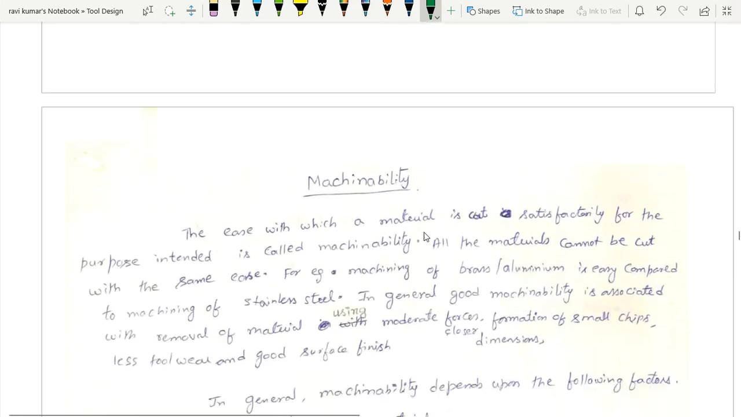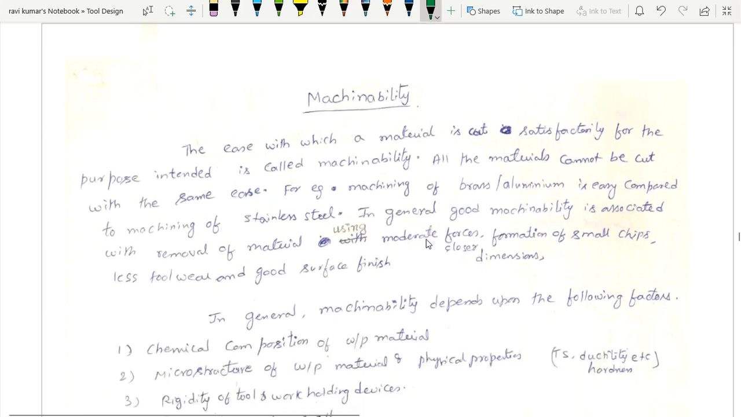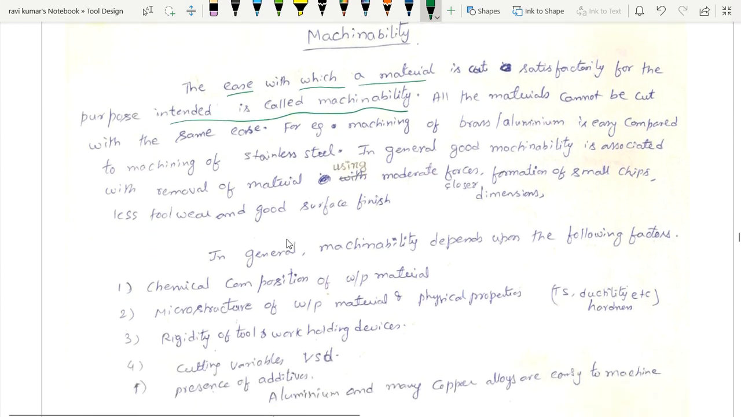right? Next, we shall talk about machinability. What is this machinability? When I talk about machinability, I may tell machinability is the ease with which a material shall be cut. Machinability can mean the ease with which material is cut, right? So all metals cannot be cut with the same ease. I can cut brass or aluminum easily compared with stainless steel, right?